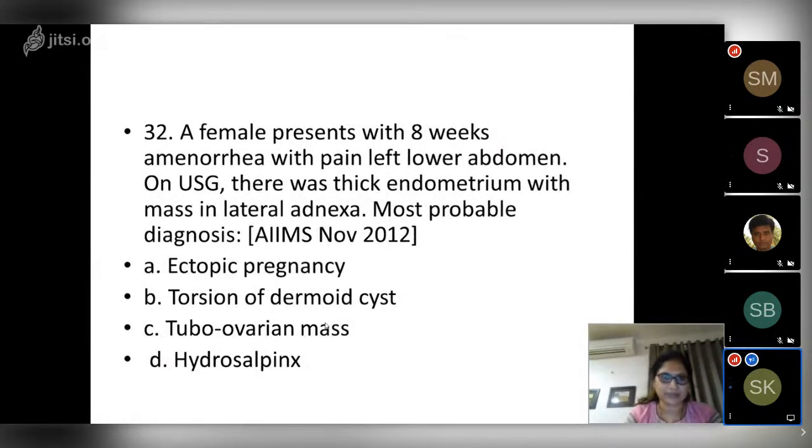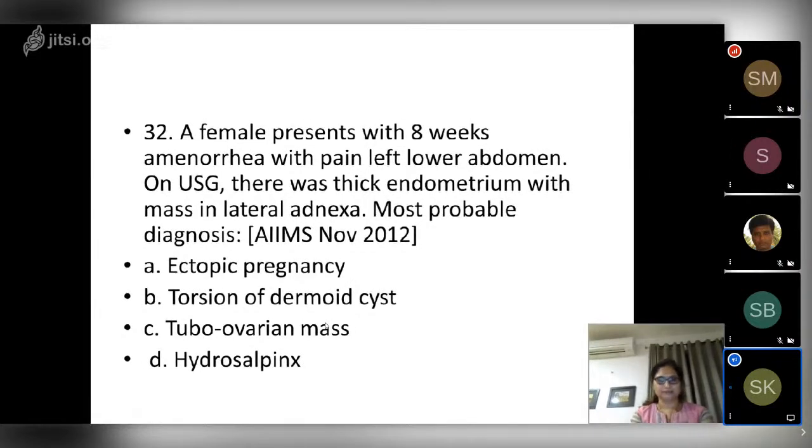We'll go to the next one. A female presents with 8 weeks amenorrhea with pain left lower abdomen. On ultrasonography, there was thick endometrium with mass in the lateral adnexa. Most probable diagnosis is ectopic pregnancy, torsion of dermoid cyst, tubo-ovarian mass, or a hydrosalpinx.